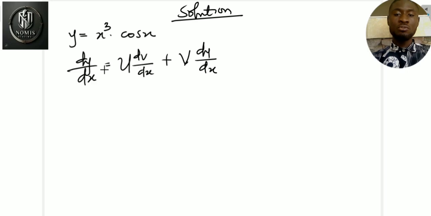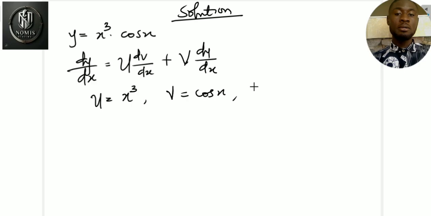So we need to find some of these parameters. We already know the u, we already know the v. What is the u, what is the v? Let's point them out, then the dv/dx and the du/dx, and then put them back into the formula. So our u is x raised to the power of 3. That's good. Then our v is cos x.